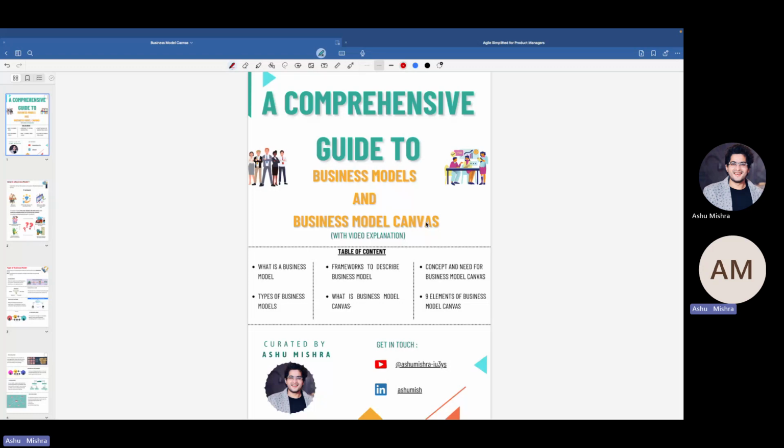business model canvas. Hi guys, I am Ashu Mishra and today we'll go through this guide which covers what is business model canvas, types of business model, frameworks to describe business models, what is business model canvas, concept and need for business model canvas, and last but not the least, 9 elements of business model canvas.